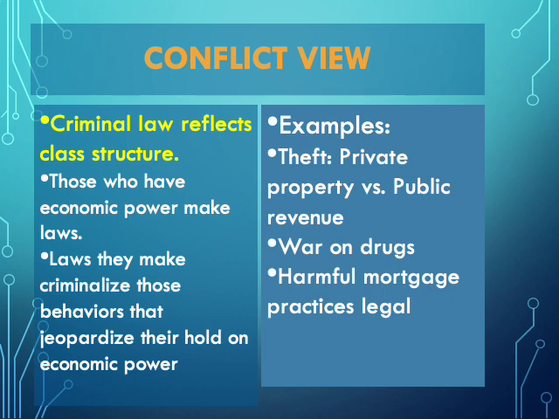And so it's those who have power that are defining which drugs should be criminalized and which drugs remain legal, and that difference is based on the economic power of those making those kinds of laws. And then to go back to the harmful mortgage practices that we talked about in earlier slides, those remain legal. Some might say, why do those remain legal? Well, they remain legal because those who are in office and making laws are beneficiaries of those kinds of mortgage practices, and that's why they do not become criminalized.